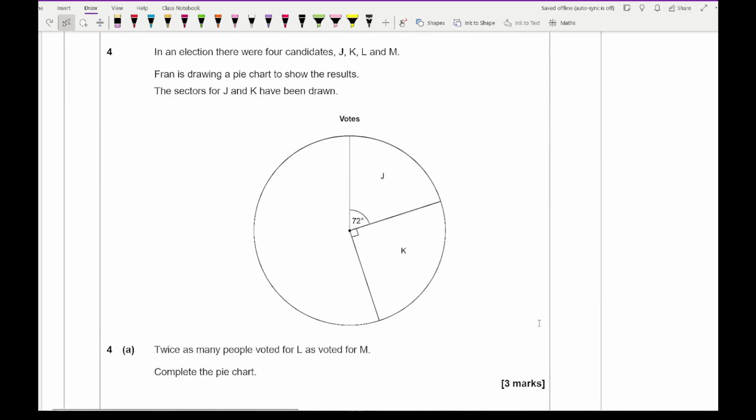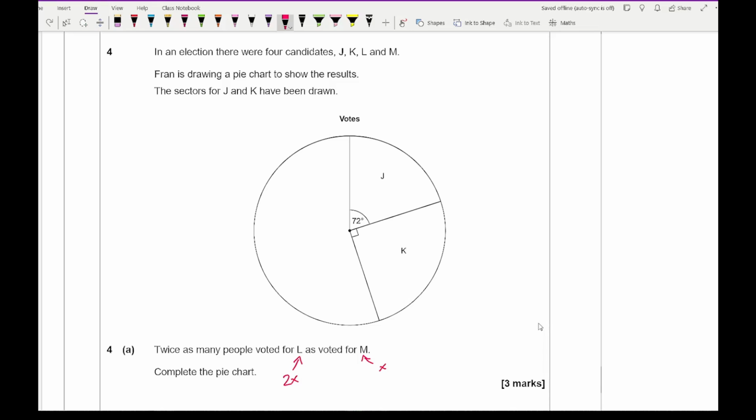Moving on to question 4, it says that in an election there were 4 candidates, J, K, L and M. Fran is drawing a pie chart to show the results. The sectors for J and K have been drawn. Twice as many people voted for L as voted for M. Complete the pie chart. So for this, what we need to do is basically split this up. If we say that M is X, then L is going to be 2X because there's twice as many. So we know that angles around a circle add up to 360.